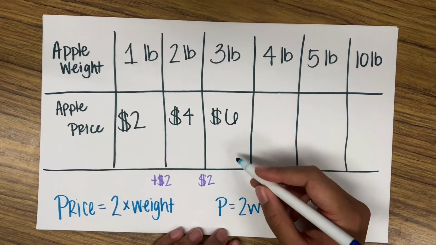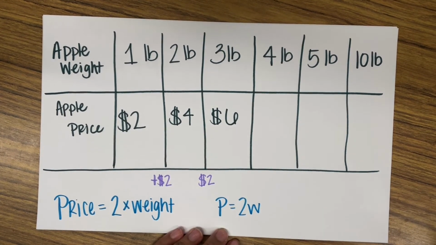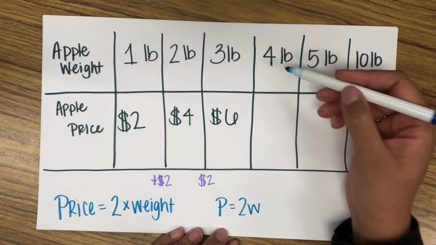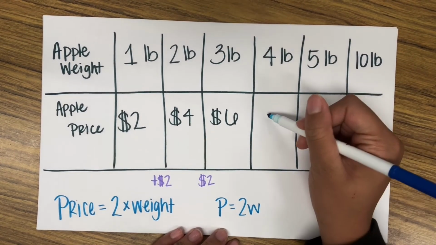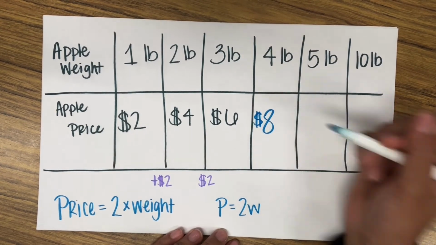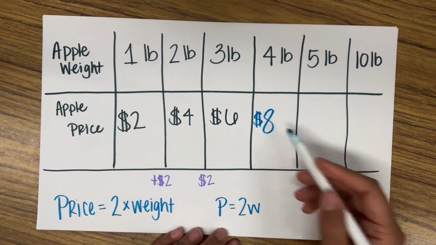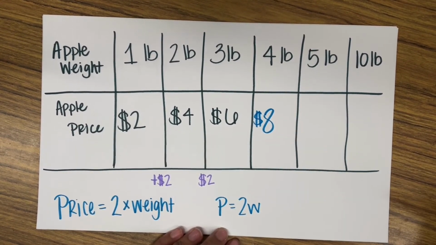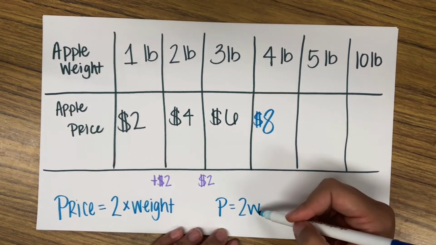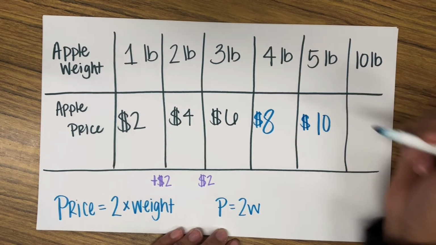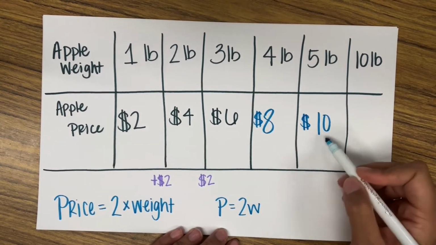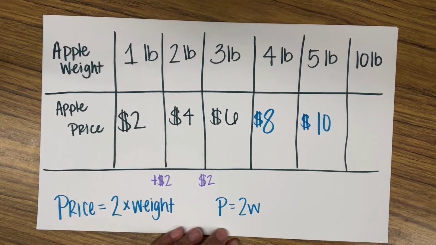I could also add the $2. So with 4 pounds, if I plug 4 pounds in here, 2 times 4 is equal to 8. If I add 2 to 6, I get 8. Plugging 5 in here, 2 times 5 is 10. 8 plus 2 is 10.